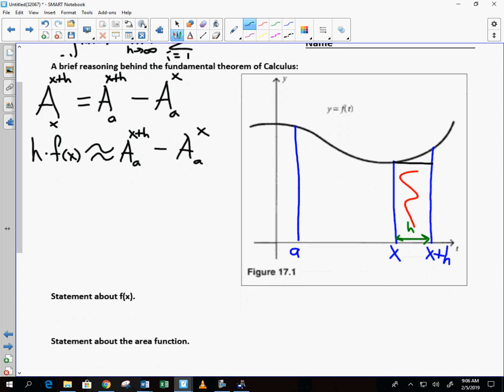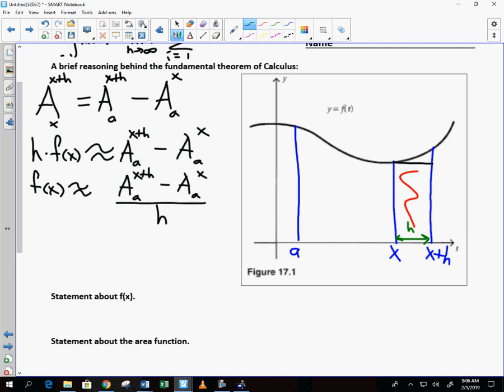Interesting. I'm going to divide both sides by h. That means that the function is approximately equal to the area from a to x plus h minus the area from a to x, all over h.